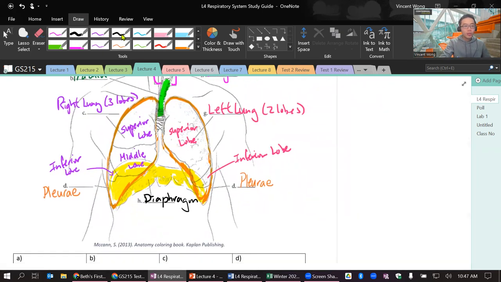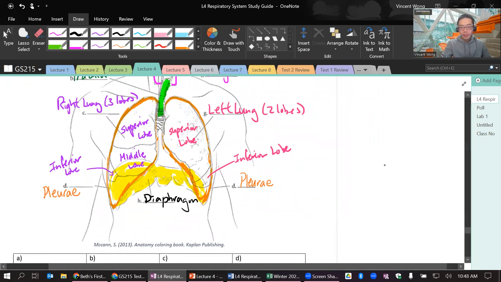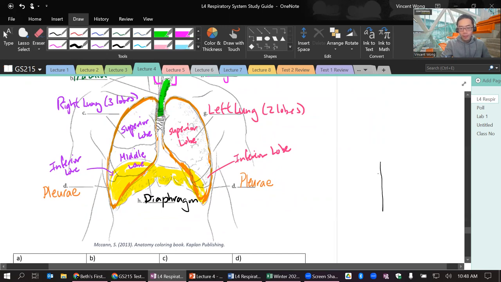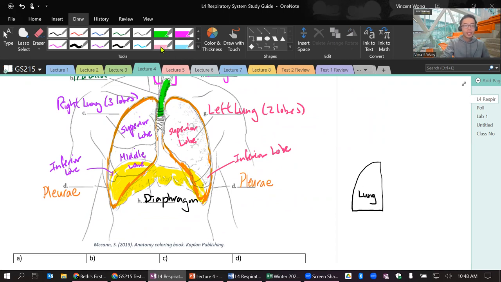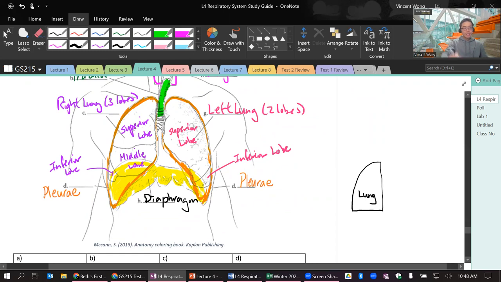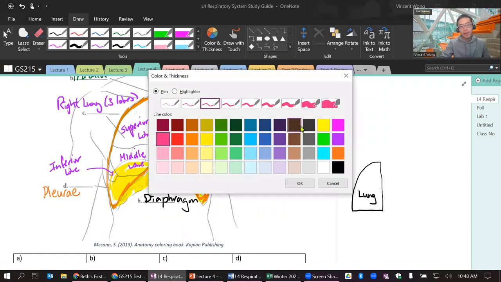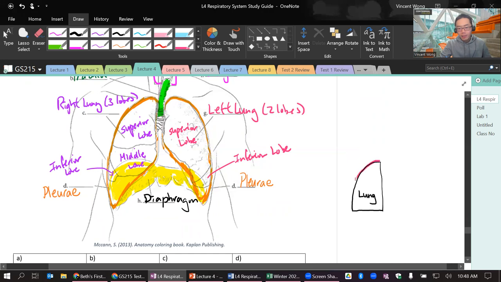And then I'm going to try to draw this out for you. You should draw it out as well. This is lung, one of them anyways. And the pleurae is a double layer membrane, right? So there is going to be an inner membrane and then there's going to be an outer membrane. So let me draw the inner membrane right here, the one that is touching the lungs. And it will be going around the entire lung.